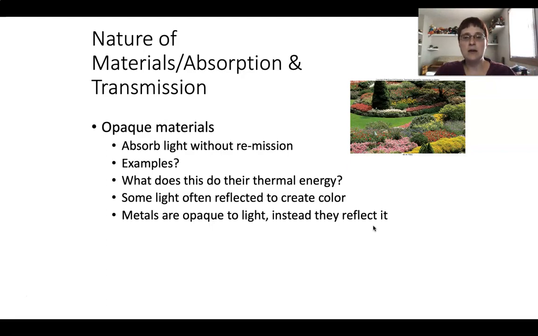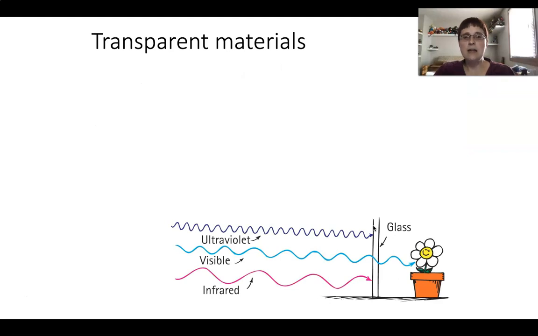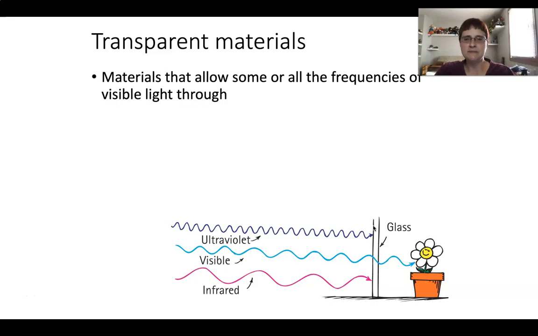All right, if you are not an opaque material, you're going to be a transparent material. And that means that you're going to allow light to do something different. These are materials that allow some or all of the frequencies of visible light to go through. So we'll see there is, just like there's selective reflection, there is selective transmission, or transparent materials that allow only some light to come through, and we'll talk about how that works.